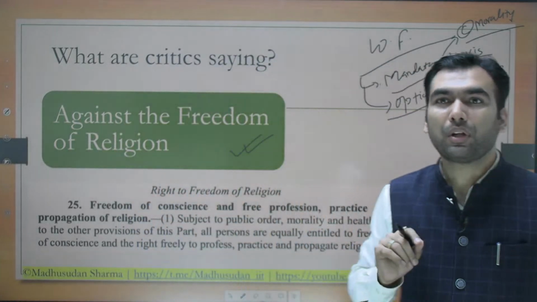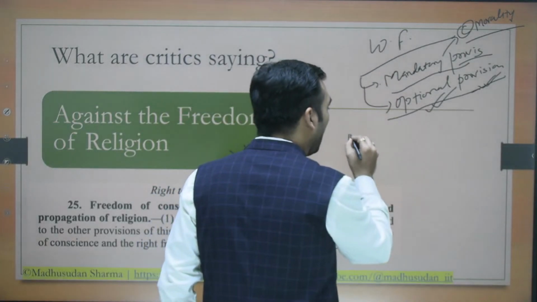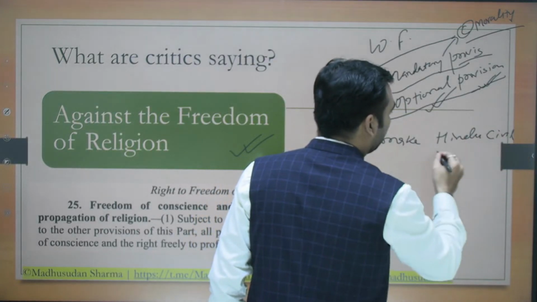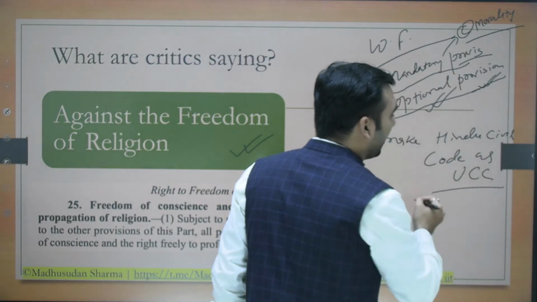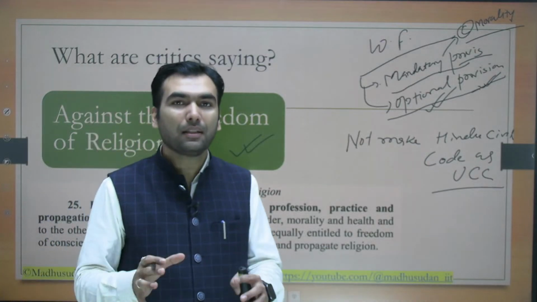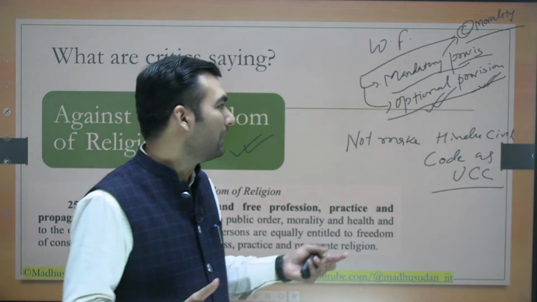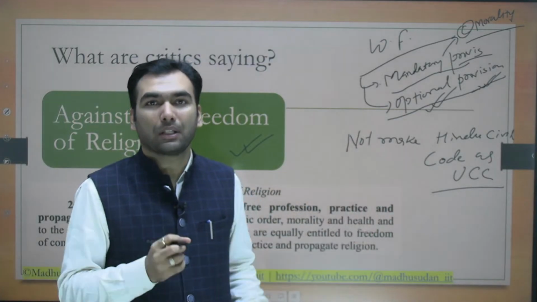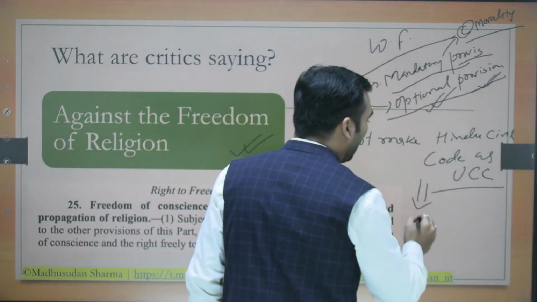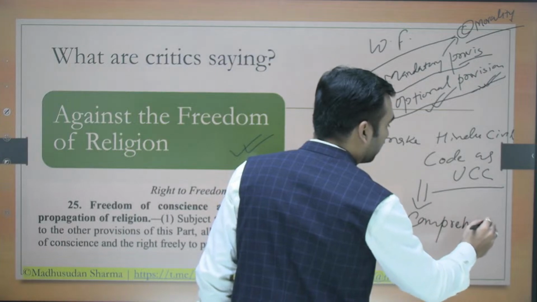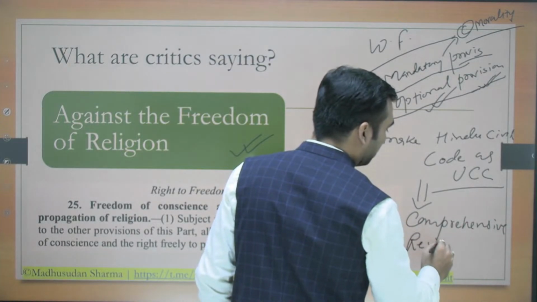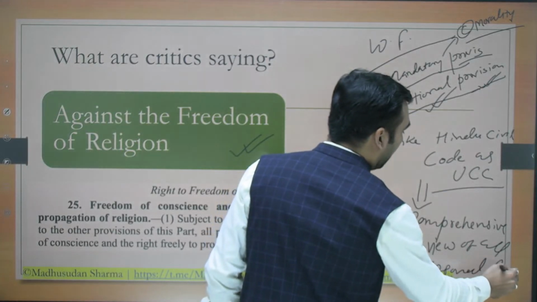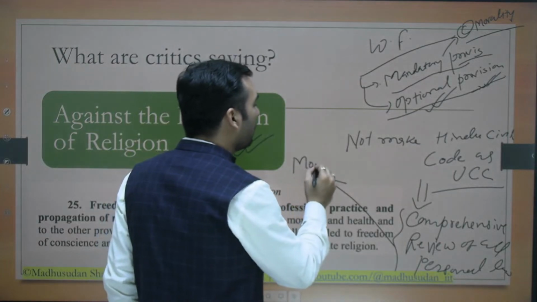Okay, and the second thing is that you should not make the Hindu civil code the uniform civil code. Why? As I have given you the example of child marriage, there are certain things which are illogical, which need to be improved. There are certain things which are better in other personal laws. So we should adopt those things from other personal laws as well. So we should have a comprehensive review of all personal laws, and one more thing, that we should give a modern outlook to our civil code.